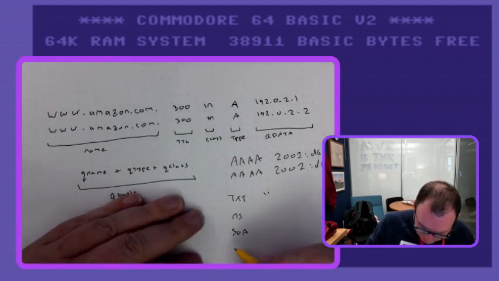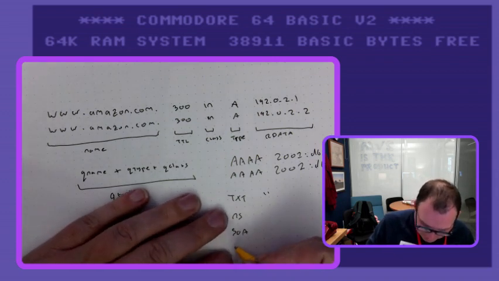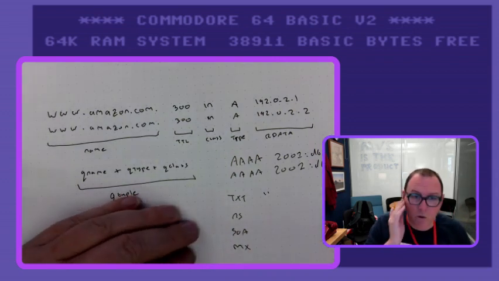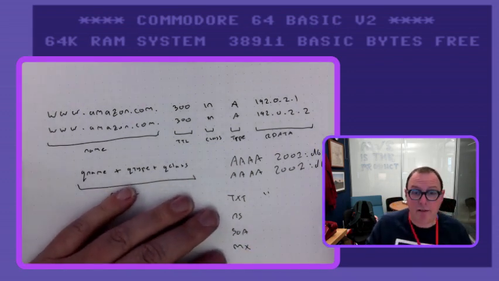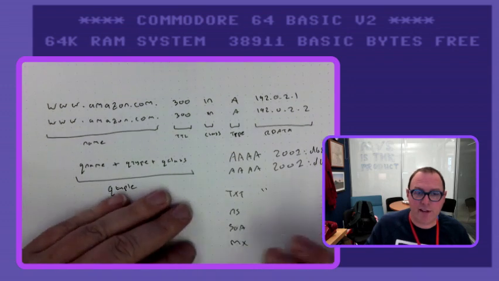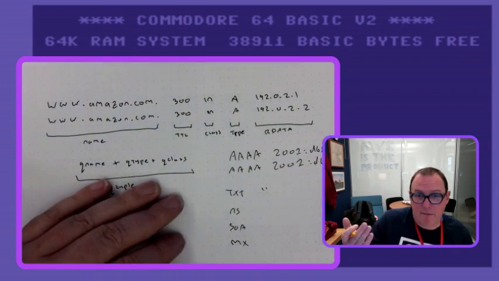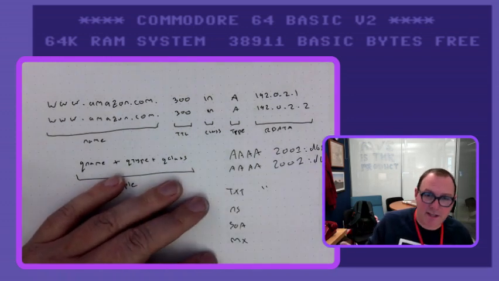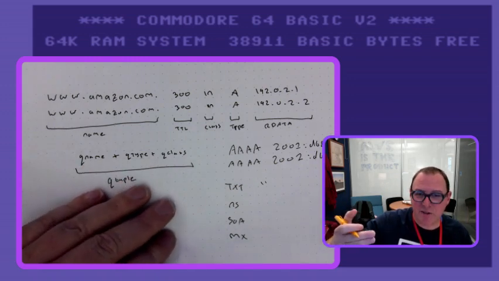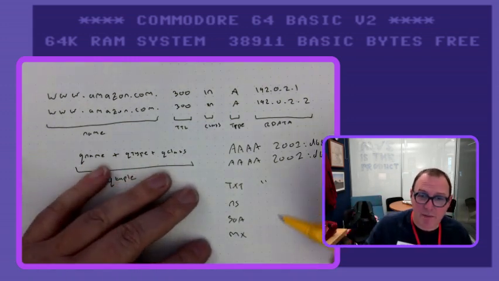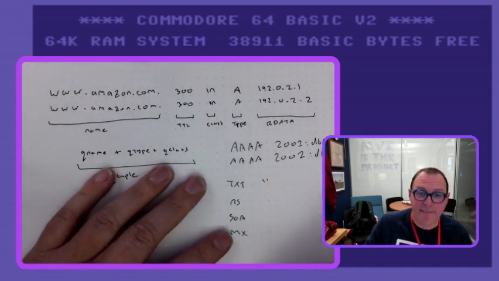And then another important record type here is MX. MX records are used for email. It's how email servers figure out where to send your emails. So if someone sends an email to me at Amazon.com, their mail server has to know what my mail server is. The way it does that is it asks DNS, hey, tell me the mail servers for Amazon.com, with this MX query.